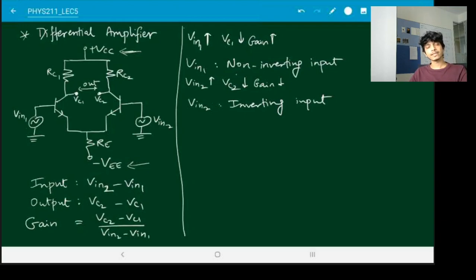Similarly, you can have cases where the output is taken between Vc1 and Vc2, or you can also have cases where you only take the output at Vc1 and not bother about Vc2, or you take the output only at Vc2 and don't care about Vc1. So depending on how many inputs you have and how many outputs you have, you can have four kinds of differential amplifiers.